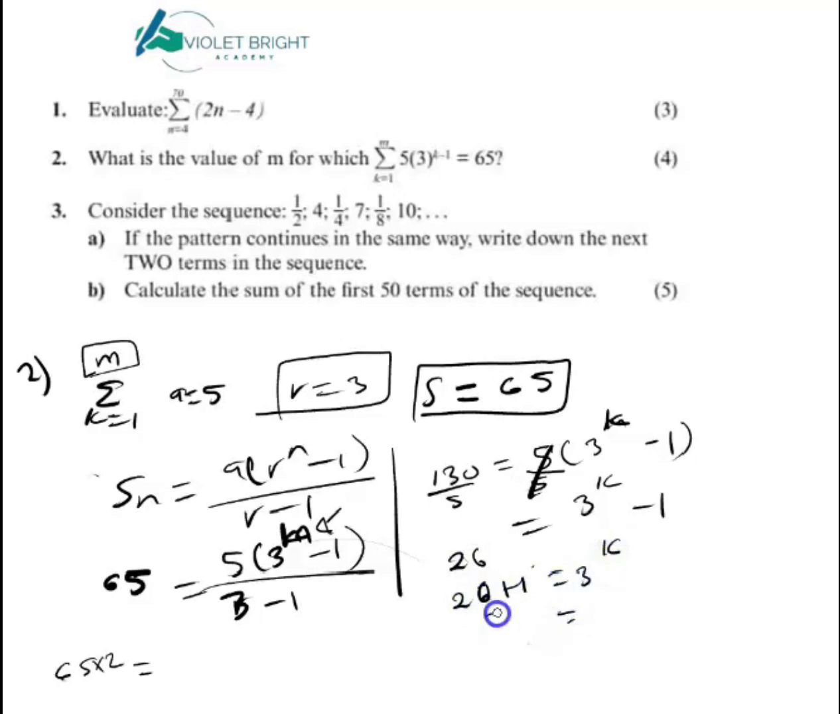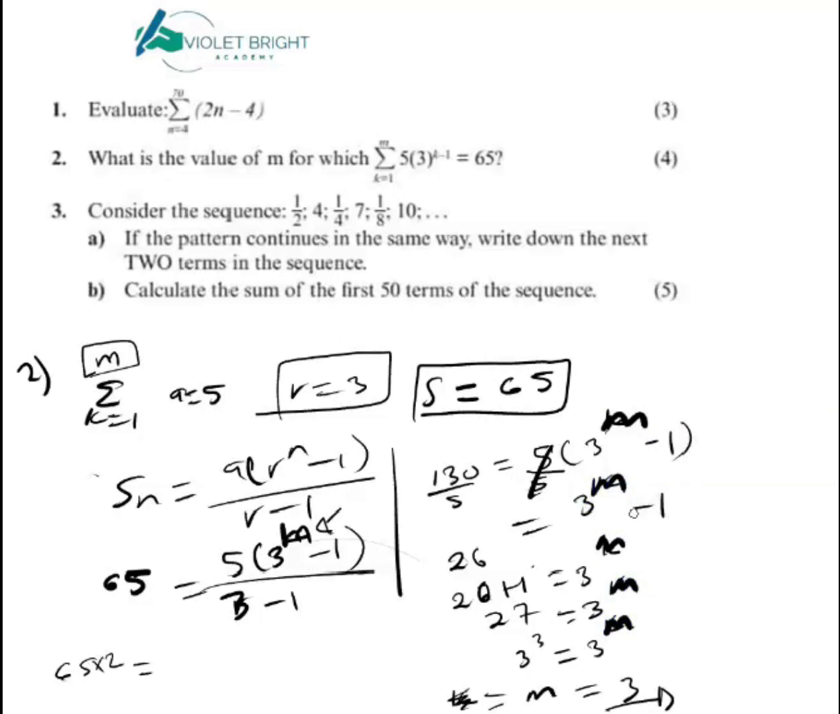So now 27 to the base 3, we know it's 3 to the power 3. And we know that k, or m, is equal to 3. Let me just say m equals, or k equals 3. So we know that the sum of the first 3 terms in this sequence is equal to 65. So let me just change it here. Get a k, k here. Also m. Sorry.